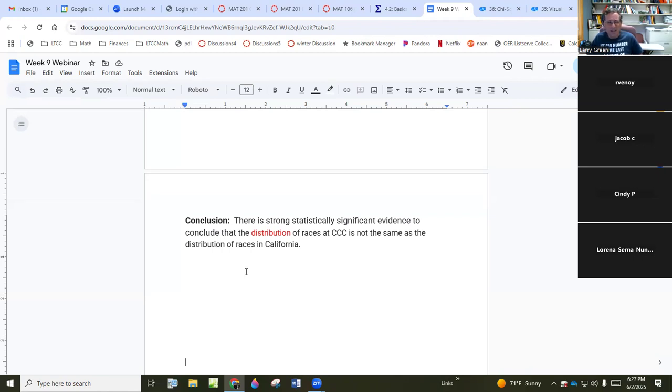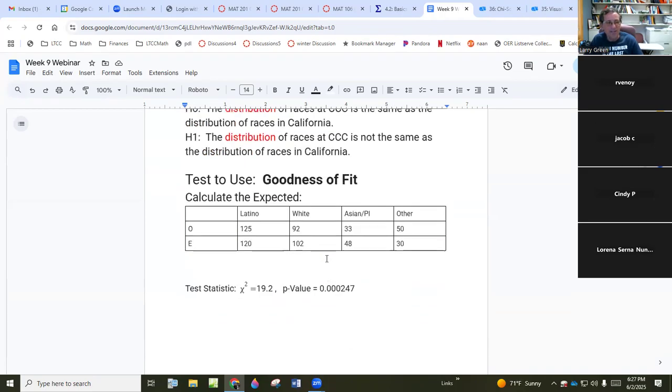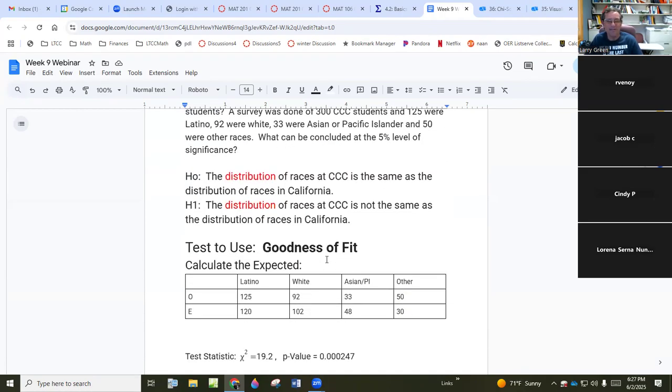All right. So one of the things that you might ask is, well, if the distribution's not the same, how is it not the same? Is it that we have too many whites, too many Hispanics, too many Asians, too many Latinos, too many others? And I'm going to give you the news on this, and that is we will not find out how to do that in our class. Any guess on what you'll have to do to find out how to do that?